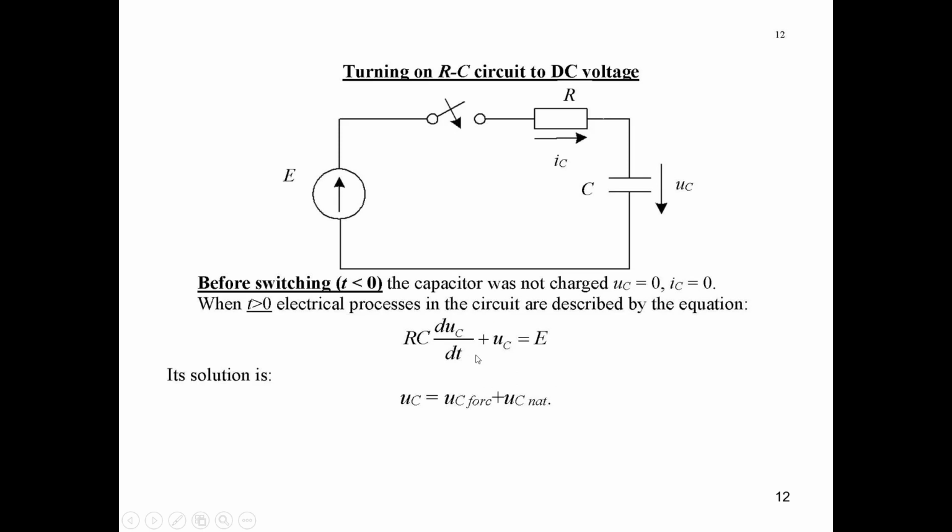We can write down that the sum of the voltage drop across resistance plus the voltage drop across capacitance equals this EMF. We write down this equation with the help of Kirchhoff's second law. You see, C duC/dt is iC, this current, and when we multiply it by R, we get the voltage drop across resistance. The solution of such an equation equals the sum of the forced component and the natural component.